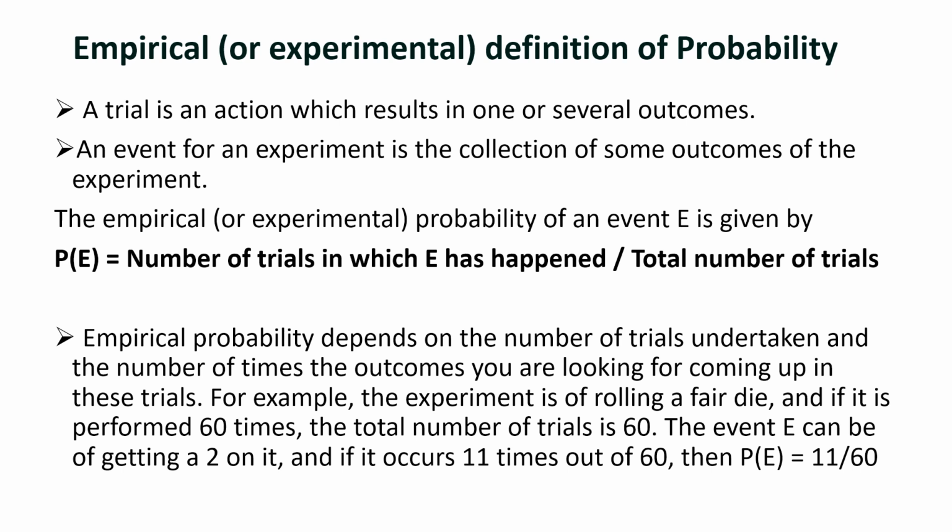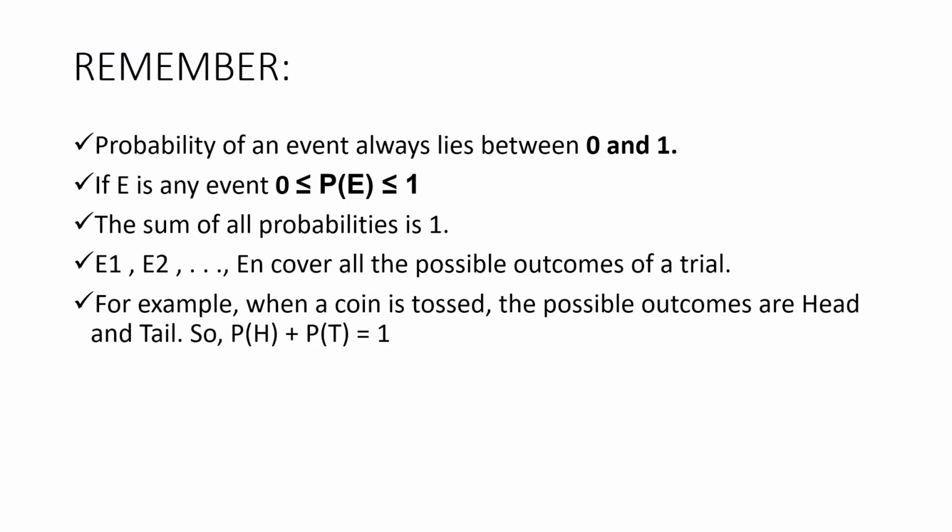The event E can be getting a 2 on it. You know that when a die is rolled, you can get any number from 1 to 6. So suppose our required event is getting a 2, and if it occurs 11 times out of 60, then we can say the probability of E, the event of getting 2, is equal to 11 upon 60.